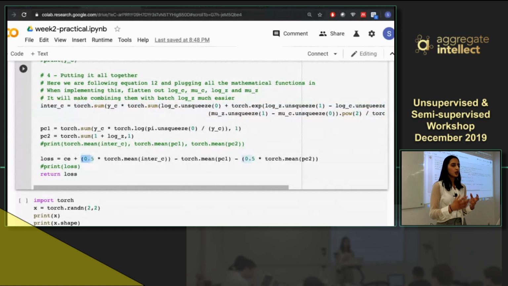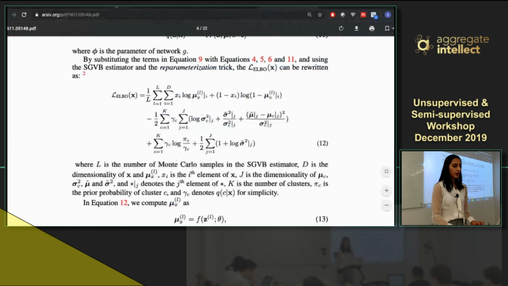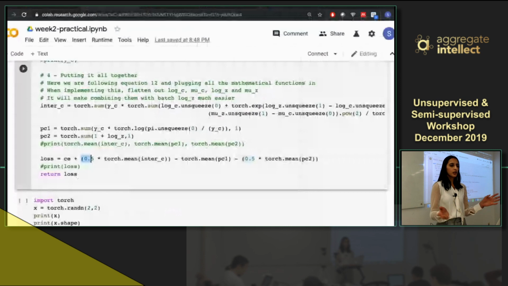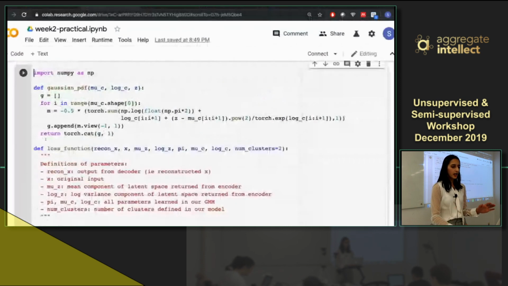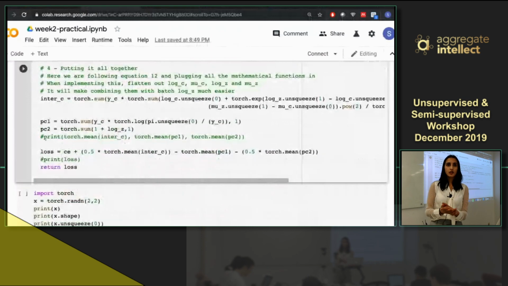So here's the cross entropy term, our 0.5 times this intercluster relationship, which I talked about in equation 12. So this part here, plus the 2 additional terms at the end there, which I call PC1 and PC2. So literally plugging in the numbers and putting them all together. And this should run. This should give you something reasonable. Feel free to change the number of clusters.